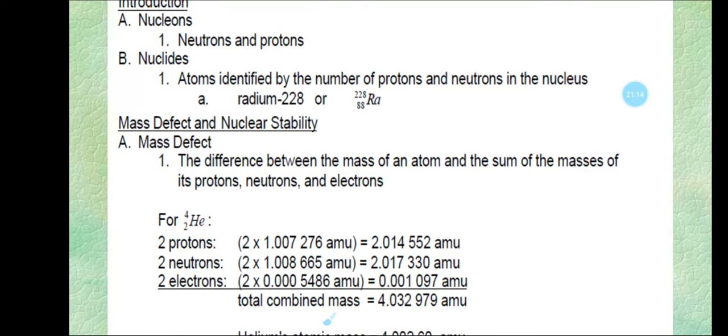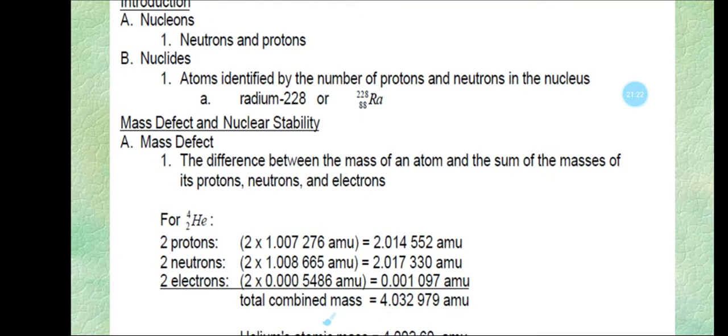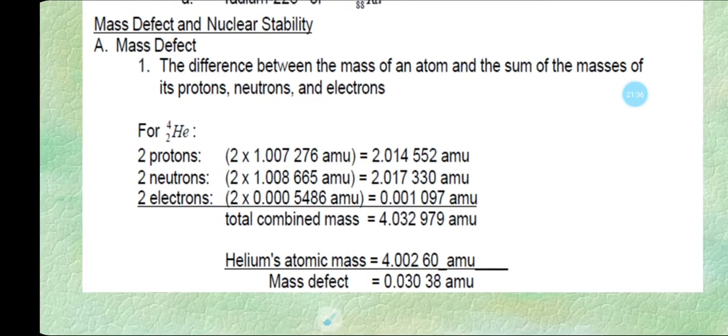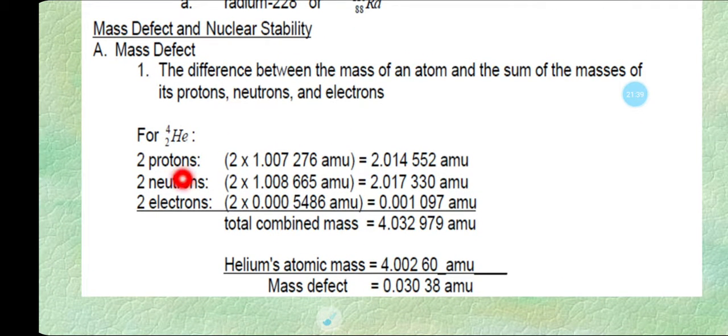Next is mass defect and the stability of the nucleus. So what is mass defect? The difference between the mass of the atom and the sum of the masses of its protons, neutrons and electrons. Let us see an example, then we will understand what mass defect actually is. For example, helium, atomic number 2, atomic mass number 4. So there will be 2 protons, 2 neutrons and 2 electrons overall in this element.